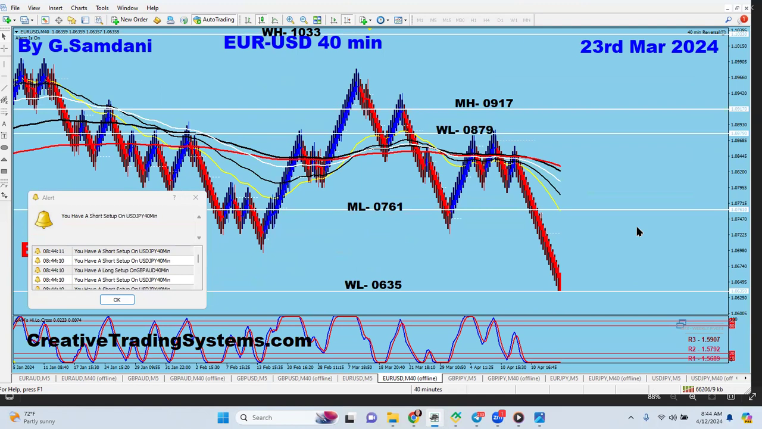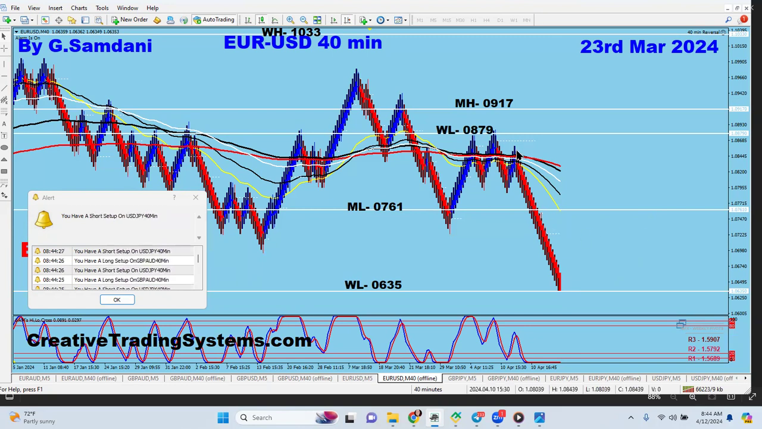It got glitched. Beautiful entry on the 7 minute, sorry, but I just missed it. My EA didn't open the trade. So who cares? Euro yen did, right? 100 pips right there. So sometimes that happens, yeah.